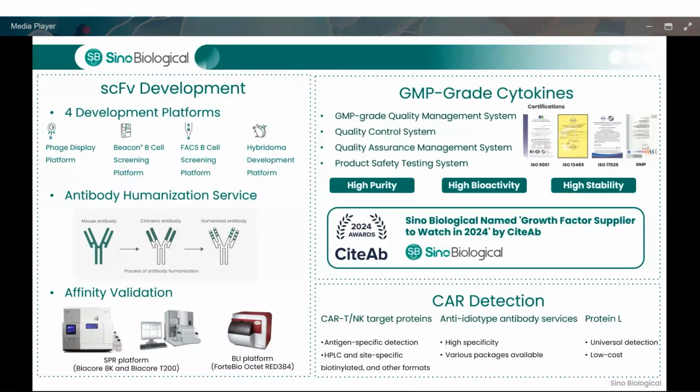To facilitate CAR detection, Sino Biological now has almost all the CAR-T and CAR-NK related target proteins with high purity and labeled with biotin, which are ready to use to detect the CAR molecules on cells. Besides the variety of target proteins, we also provide customized services to develop anti-idiotype antibodies which can recognize the CAR molecules.